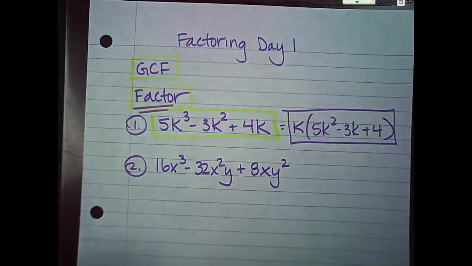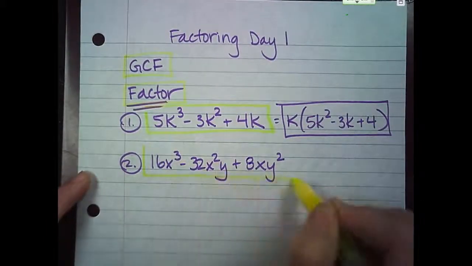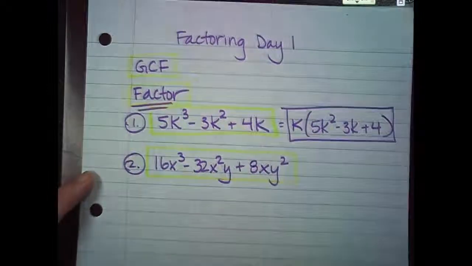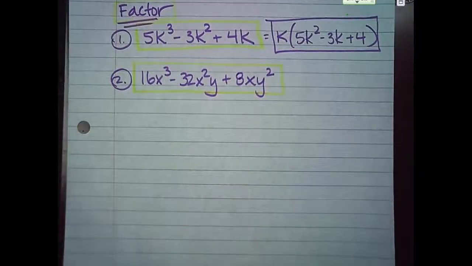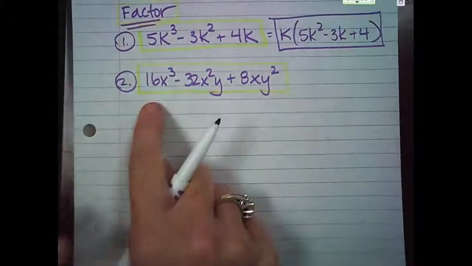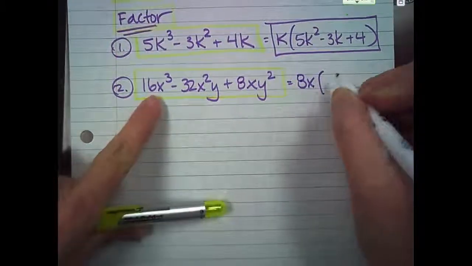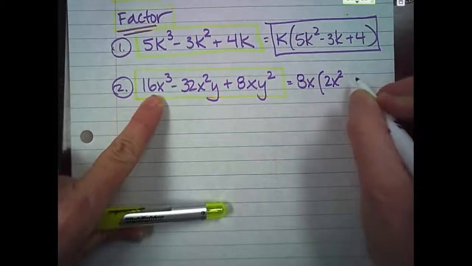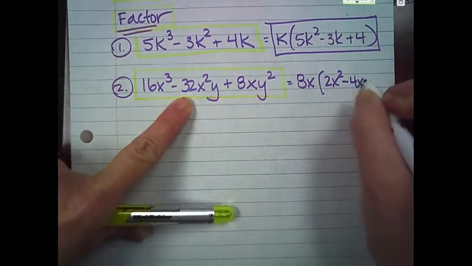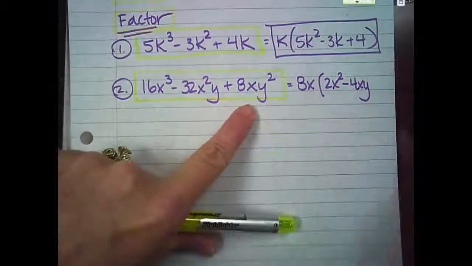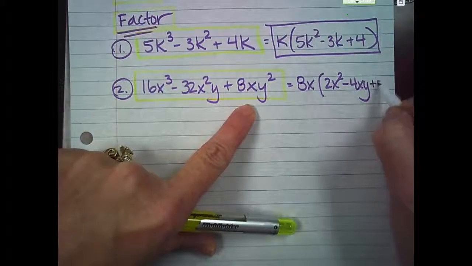And again, the directions say to factor. What do they have in common that you can factor out? Look at the numbers, 16, 32, and 8. 8. And then an x cubed, an x squared, and an x. Can you take a y out? No, because this one's missing. So then you're going to take out an 8x, and you look at each one. This would give me 2x squared minus 4xy. And then the last one, everything cancels with the y's, so plus y squared.